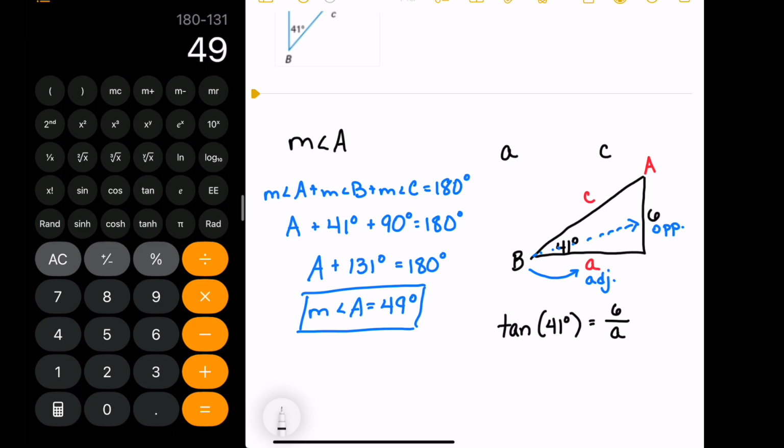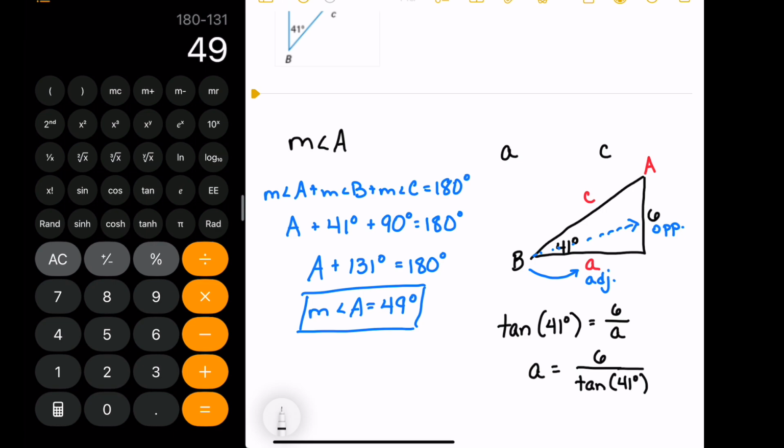So now what I need to do is solve this problem for A. This is a simple cross multiplication. Multiply both sides by A and divide by tangent 41. Essentially, you end up switching the A and the tangent 41 degrees. So my answer is going to be whatever 6 divided by tangent 41 is.